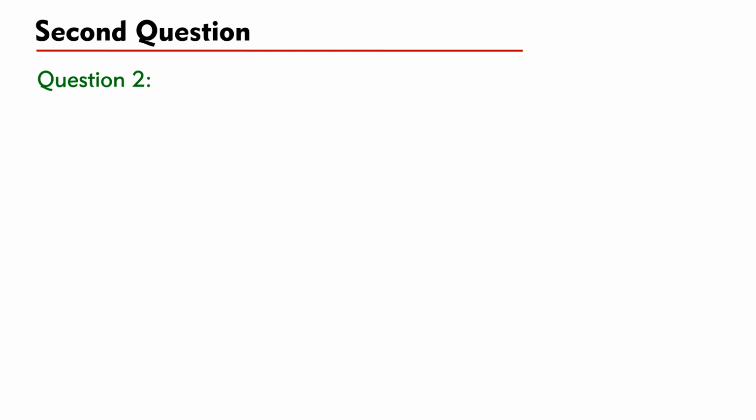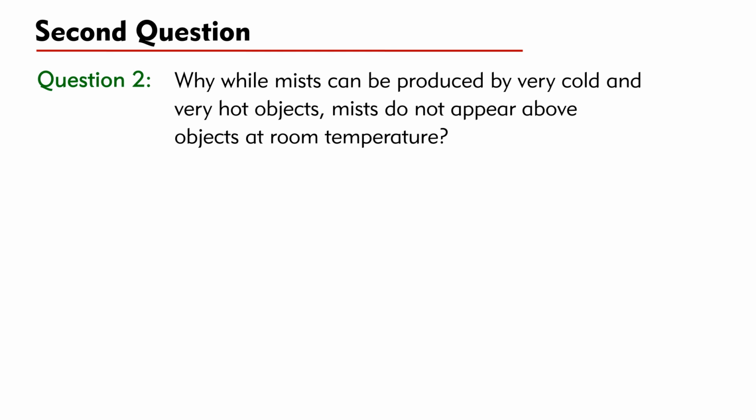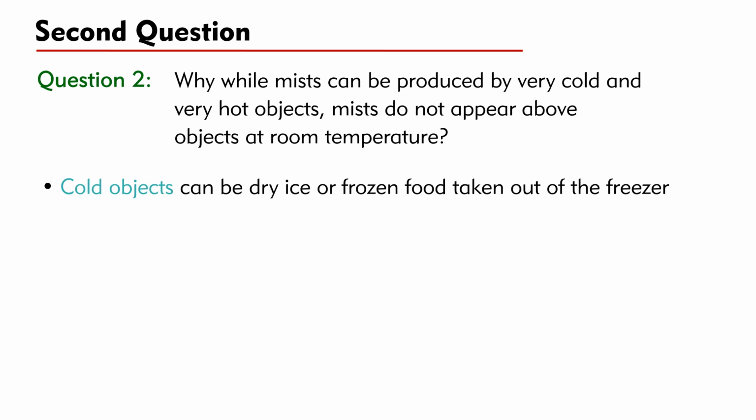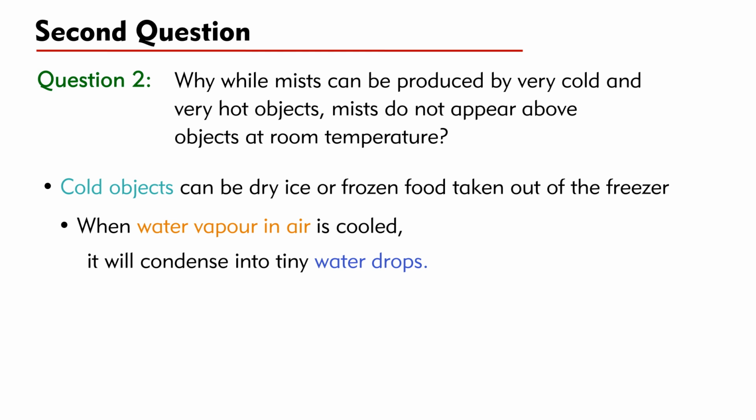My second question asks you to explain why, while mist can be produced by very cold and very hot objects, they do not appear above objects at room temperature. Cold objects can be a dry ice or a frozen fruit taken out of the freezer of a refrigerator. Since air consists of water vapor, when the water vapor is cooled by the cold object, it will condense into tiny water drops. As a result, mist is formed.